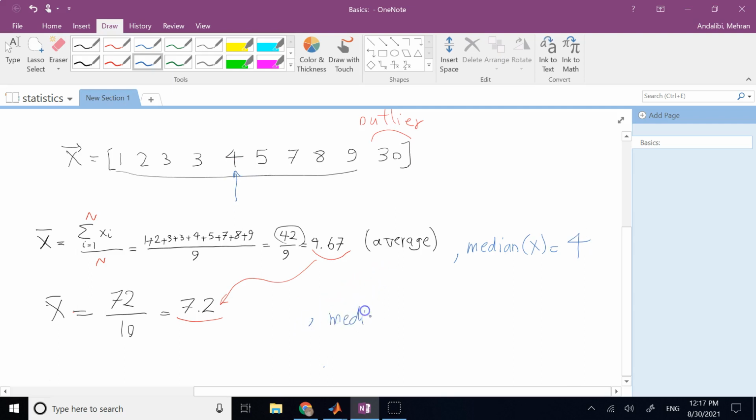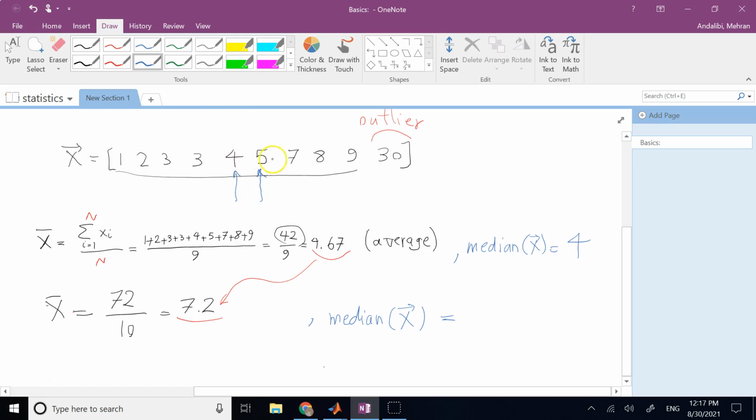So median here again is the middle point when you arrange the data from smallest to largest or largest to smallest. Now here you have 10 data points. When you have an even number of data, there is no middle point. When the number of data points is odd, you always have the middle point. When it's even, you have 2 middle points. You have 4 and 5.